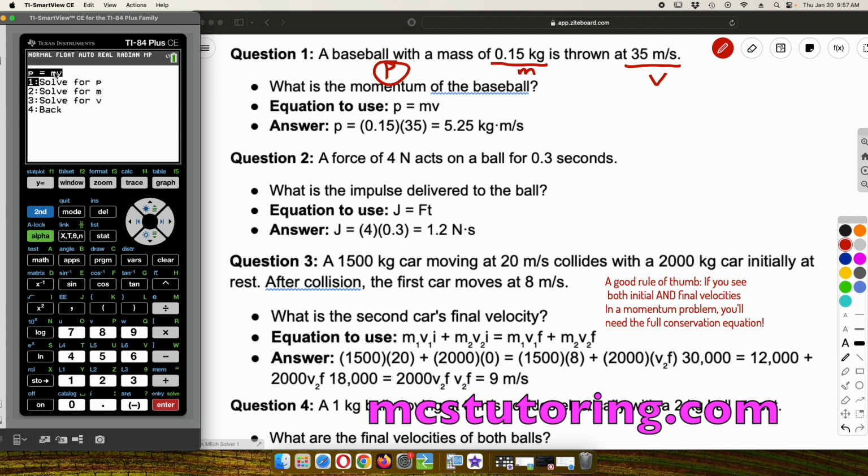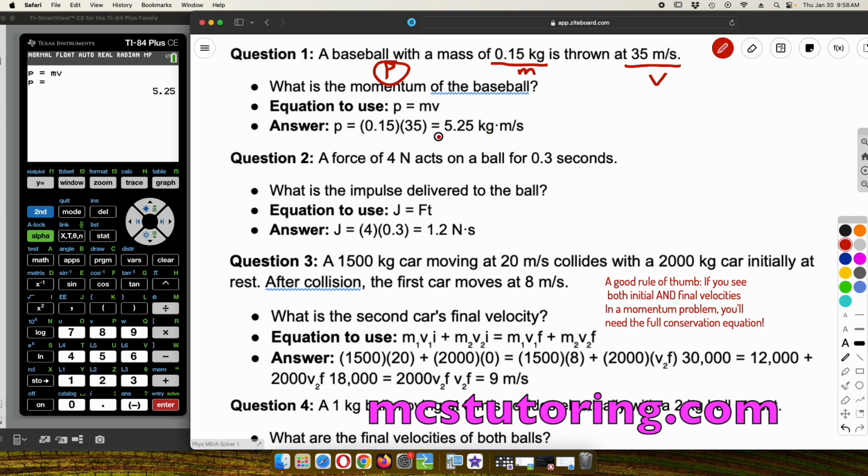And again, you could solve for any one of the missing variables here, any of the unknowns. So here we'll solve for P. What is the M? It's 0.15. And what is the V? Velocity is 35. Make sure units are cool, like kilograms, meters per second. And then we get the momentum is 5.25. The units there would be kilogram meters per second, or kilogram times meter per second.